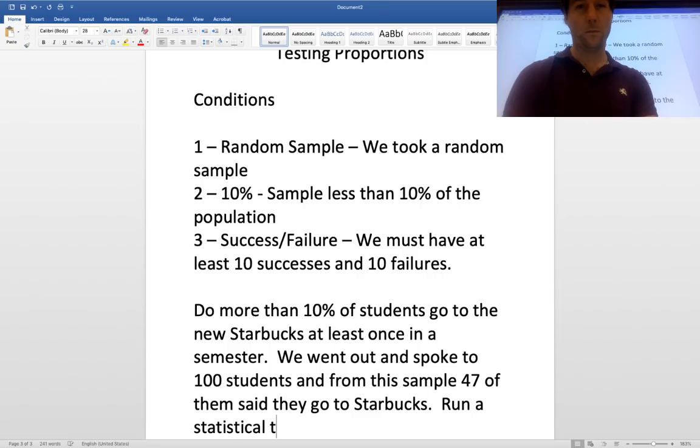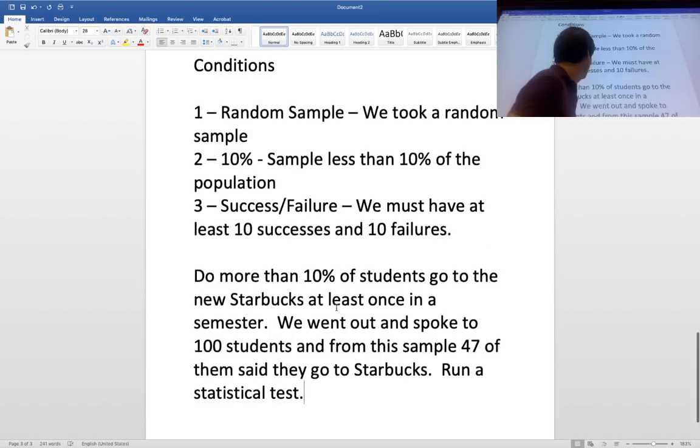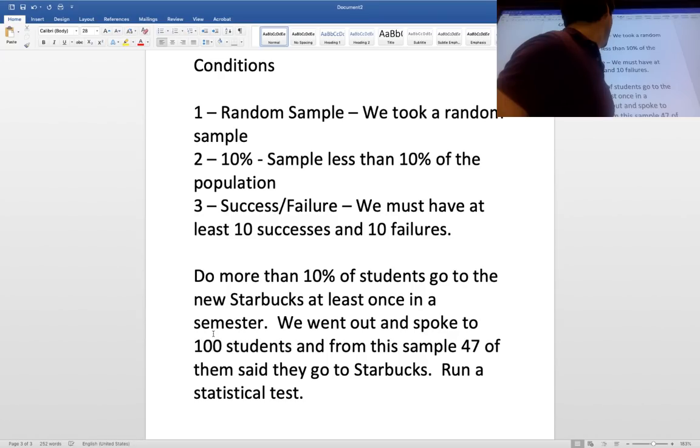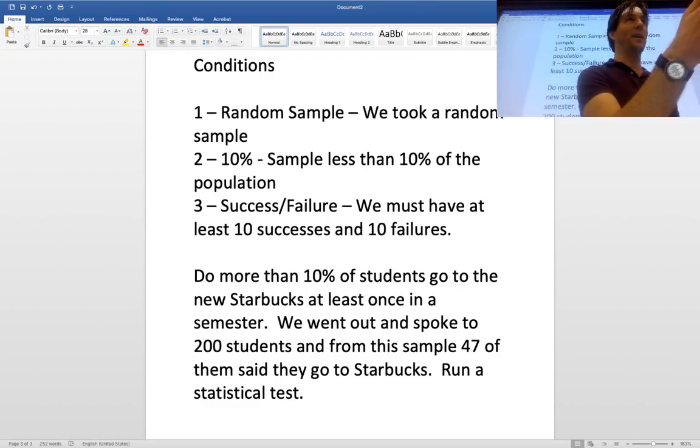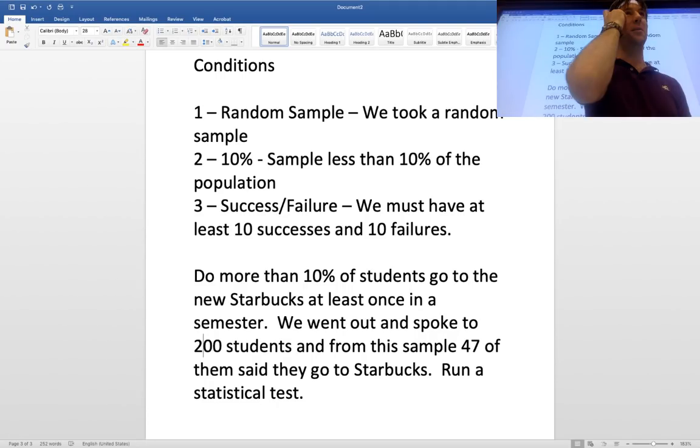What I'm actually going to do, since Mubarak chose 100 students, I'm going to change this to 200 because I don't want us to be on the edge of violating a condition. Do you see it? With 100, the np naught, nq naught condition would be 10 and 90, right? It'll be 20 and 180 now.